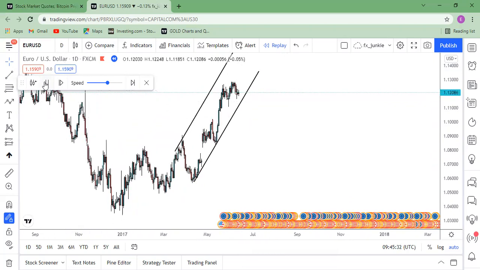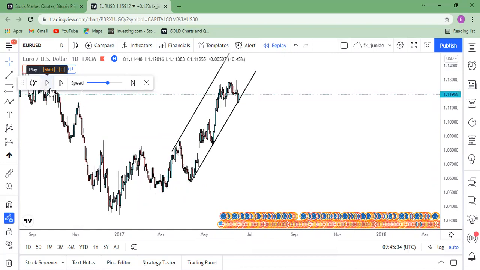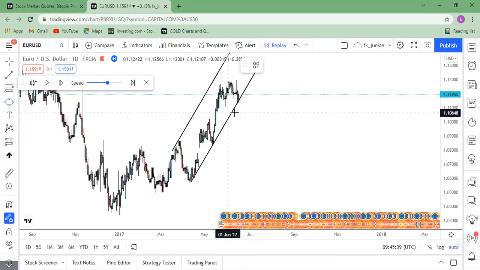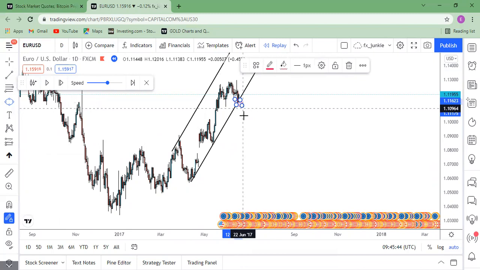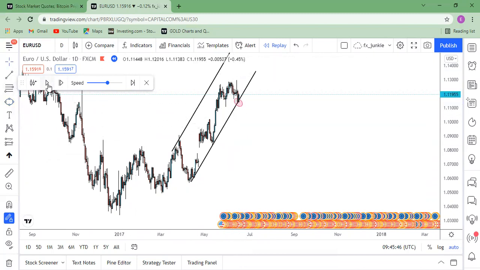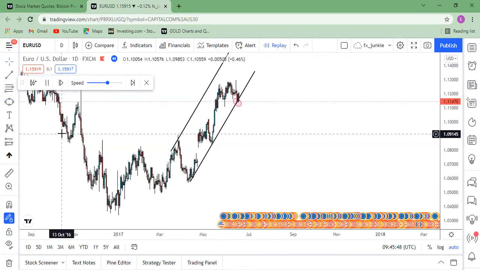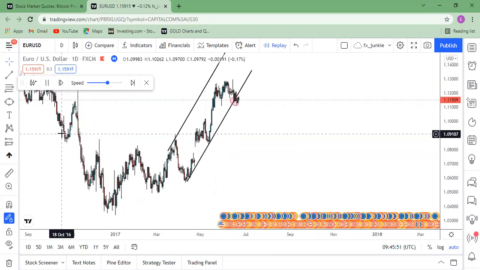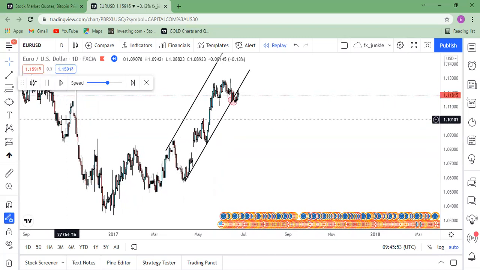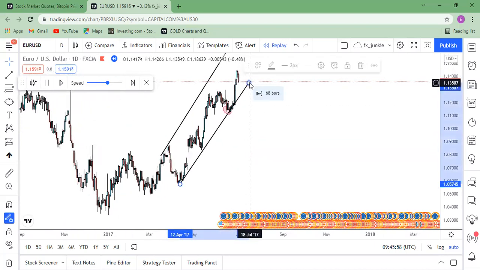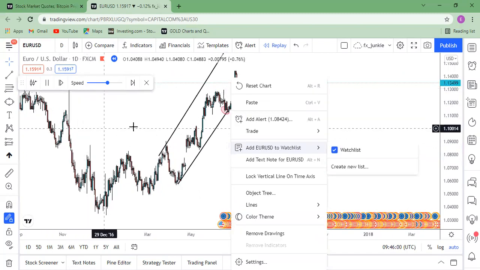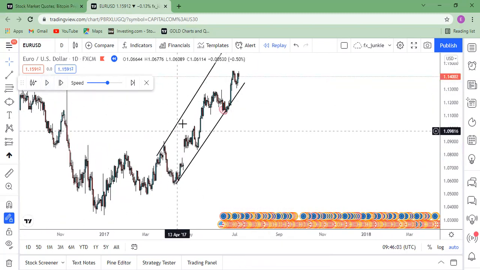Okay, so let's see if we're gonna get a touch at the line. There we go. We got a touch down here. So now I want to see if this level is gonna hold. There we go. The market did not break the level. That's great stuff.